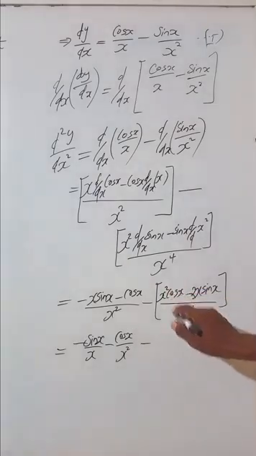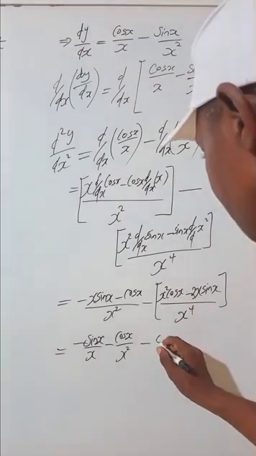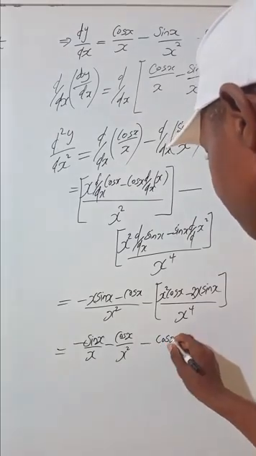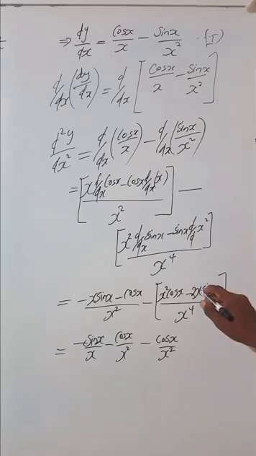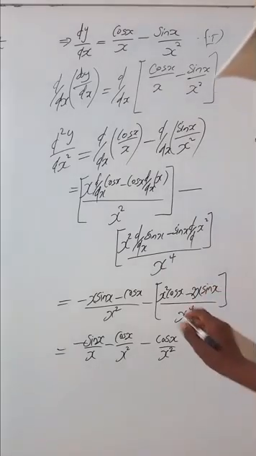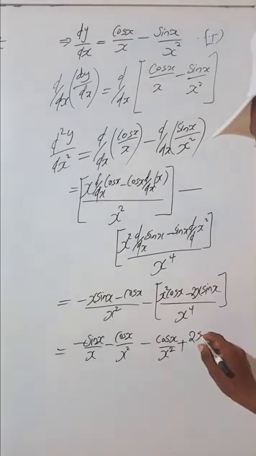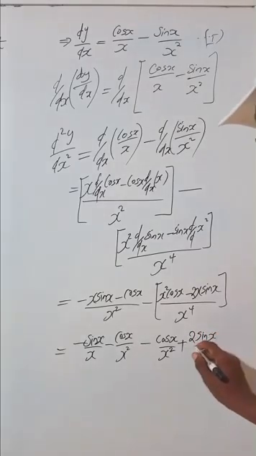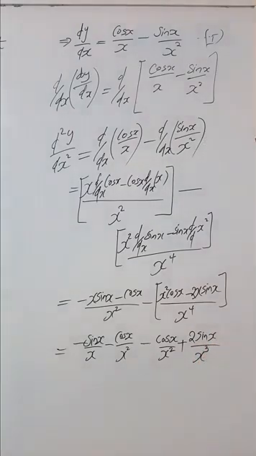Here we have x squared divided by x power 4. It will be cos x over x squared. Then we have one x here. Minus, this one will become positive. It will be 2 sine x divided by x power 3, because one x we have cancelled with this x on the numerator. So this is what we have for our dy dx.